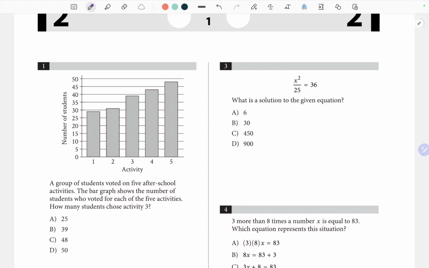A group of students voted in 5 after school activities. The bar graph shows the number of students who voted for each of the 5 activities. How many students chose activity 3? It is near 40, so it should be 39. What is the solution of the given equation? x squared equals 36 times 25. So x will be the root of this: 36 gives you 6 and 25 gives you 5, so it's 30.